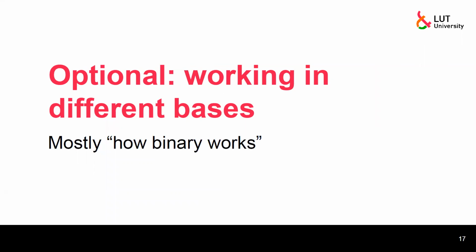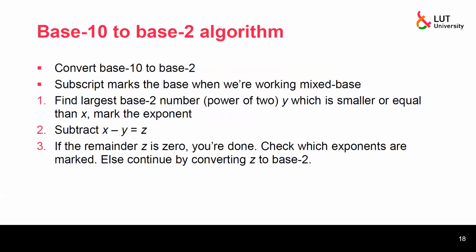This was optional last year, but let's have a quick look. So converting from base 10 to base 2, find the largest power of 2 which is smaller than or equal to the number we're converting. Take a note of what the exponent was and then reduce that number, and you get the remainder, and keep on going until the remainder is 0.